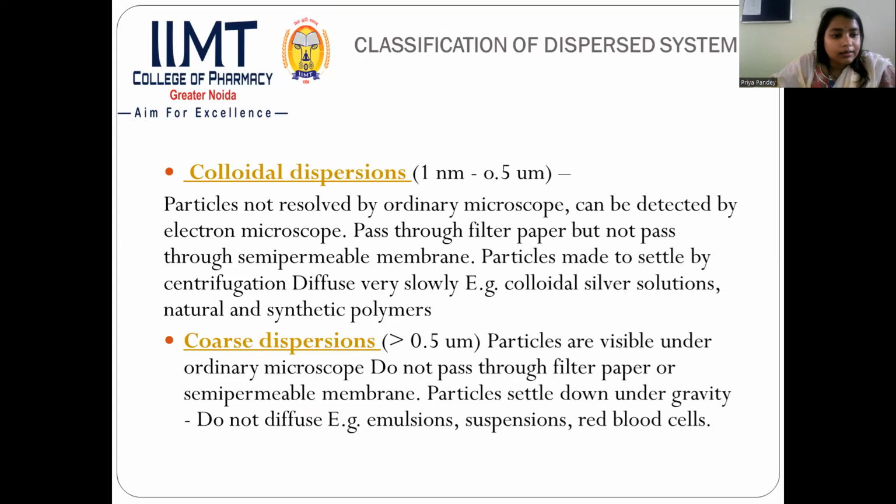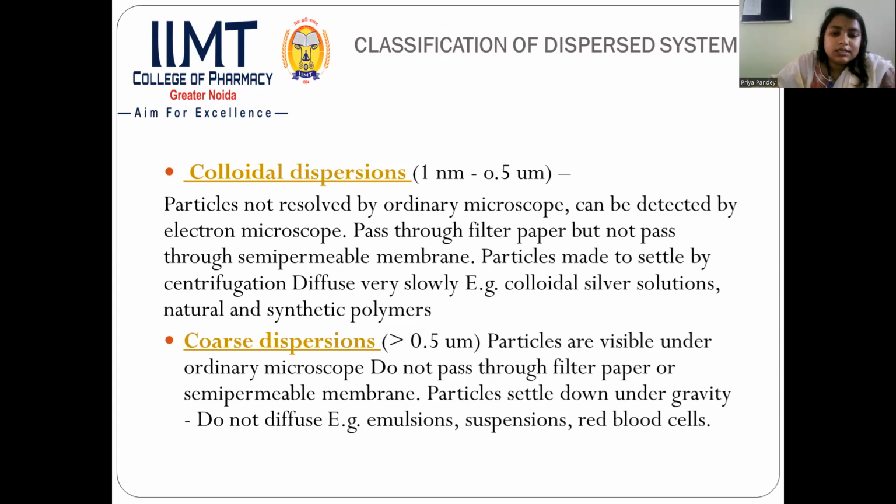The particles are in microscopic vigilance. They are easily detected by the ultramicroscope, and they can pass through the filter paper, but where they face a problem is that they do not cross the semi-permeable membrane. For example, colloidal silver solution, or natural or synthetic polymers. In daily life, we can take the example of paint, milk, or shaving cream as well. They diffuse, but diffuse slowly.